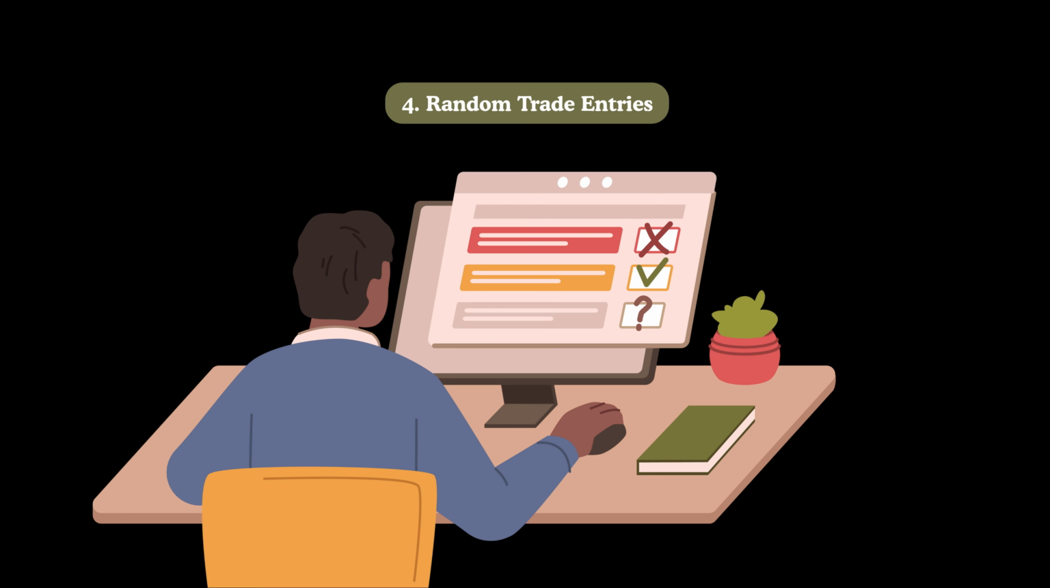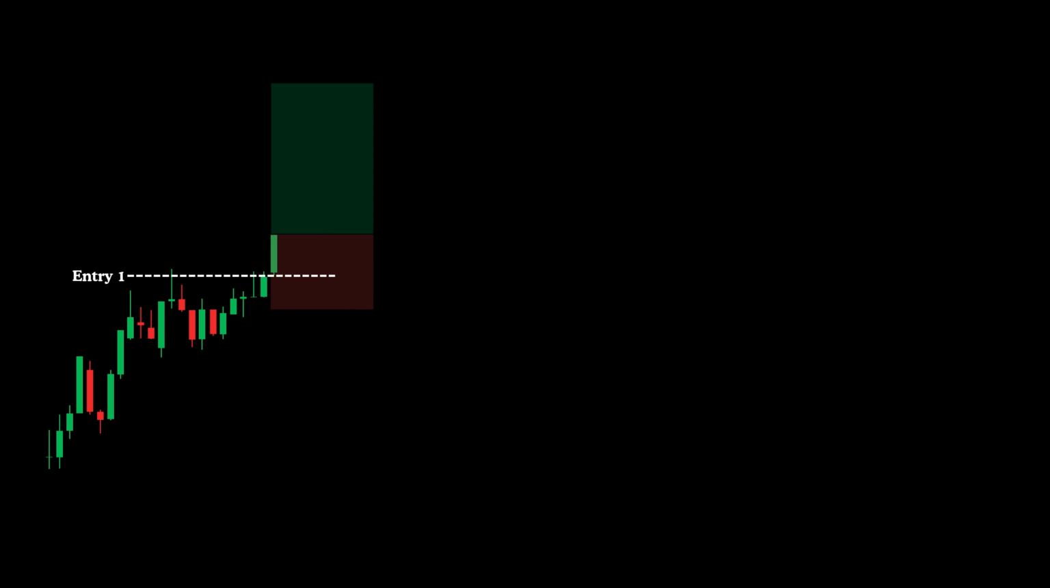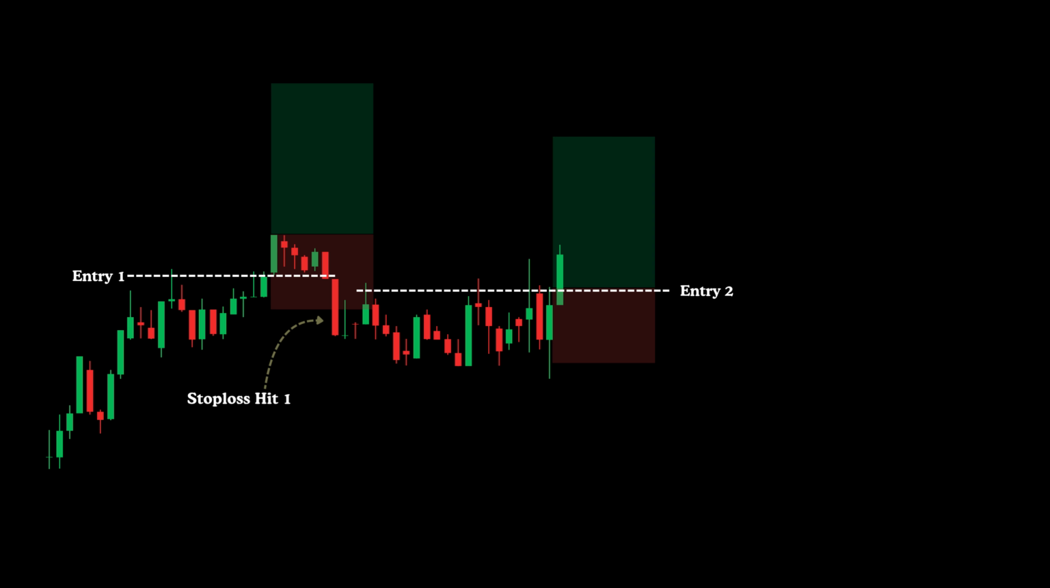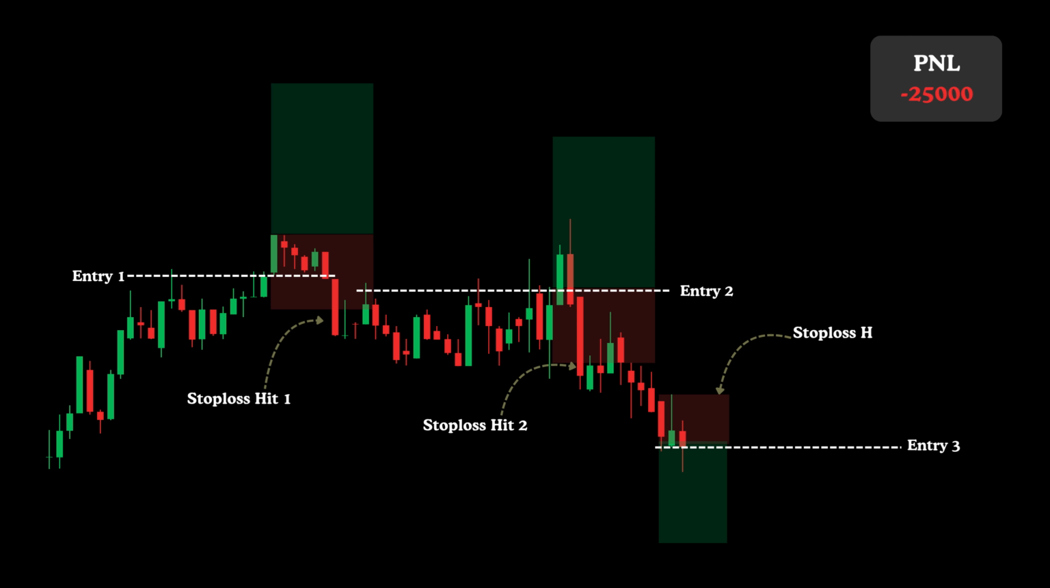Mistake number 4, random trade entries. If you want to be profitable in any form of trading, you must build a trading plan and stick to it. In this chart, you analyze a long trade and enter accordingly, but your stop loss gets triggered. Again, after analyzing, you enter a trade, and once more your stop loss is hit, leaving your P&L in red. Despite analyzing properly twice, your trades end in losses. To recover this loss the same day, you start entering random trades without a clear plan, which only increases your losses further. By the day's end, your account faces heavy losses that hurt your trading psychology.